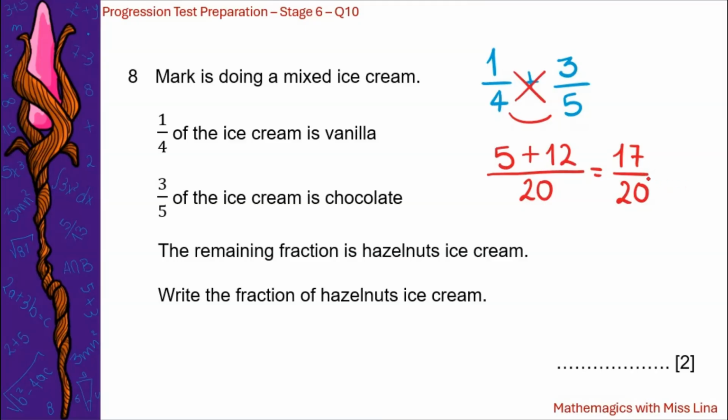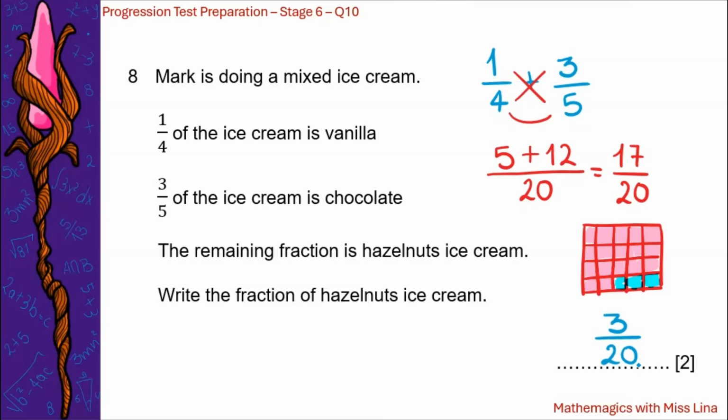So the rest of them is going to be hazelnuts. So remember, the whole is going to be 20 from 20. Let's imagine this is the ice cream. So 17 parts are already used with vanilla and chocolate. So we would only have these 3 left to be used in the hazelnuts. So we would say 3 out of 20 are hazelnuts.